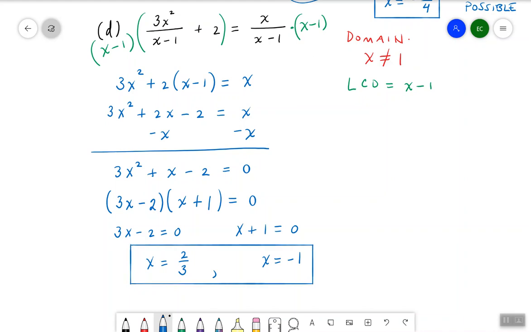I believe both of those answers are in the domain, right? The domain says x is not +1. -1 is okay, 2/3 is okay. This equation has two solutions. You could check them both by plugging into the original equation. Okay, that's all for the rational equations. We'll go on and look at a radical equation in the next example.